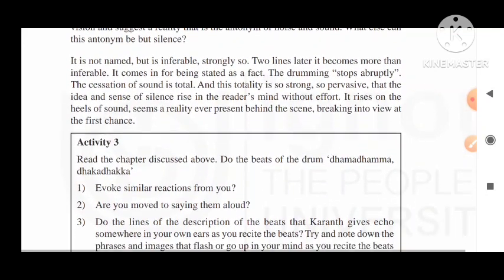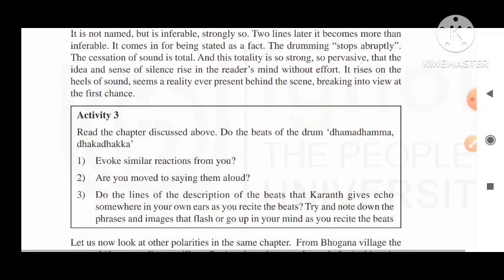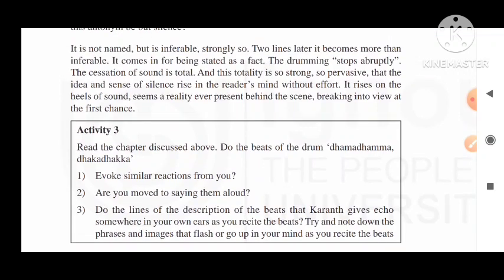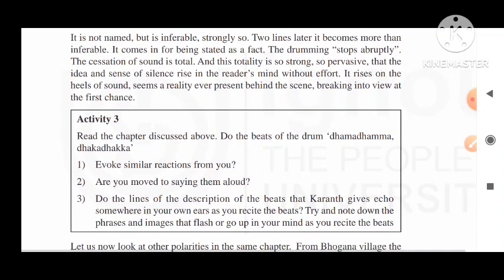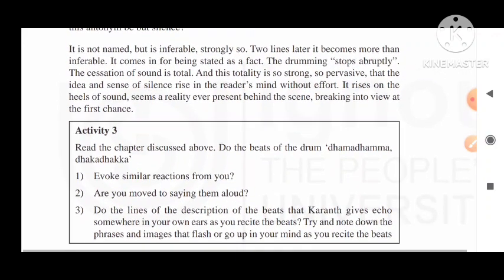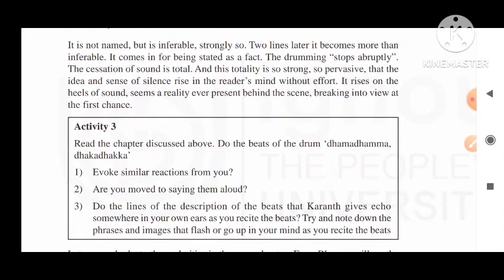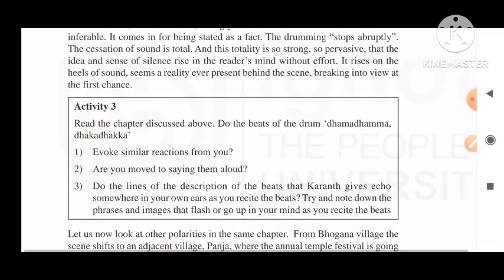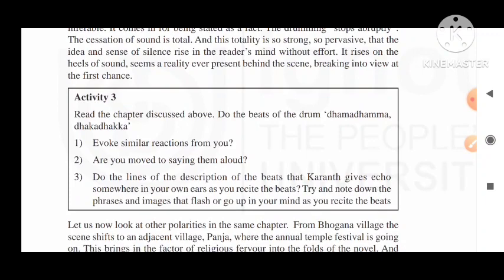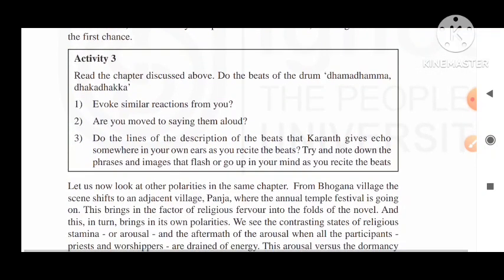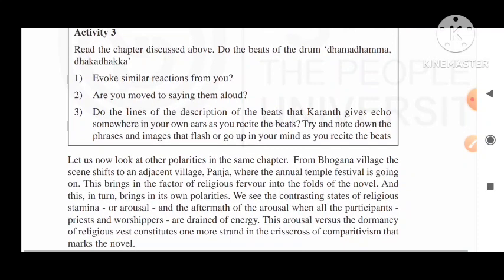The drumming stops abruptly. The cessation of sound is total, and this totality is so strong, so pervasive, that the idea and sense of silence rise in the reader's mind without effort. It rises on the heels of sound, seems a reality ever present behind the scene, breaking into view at the first chance.